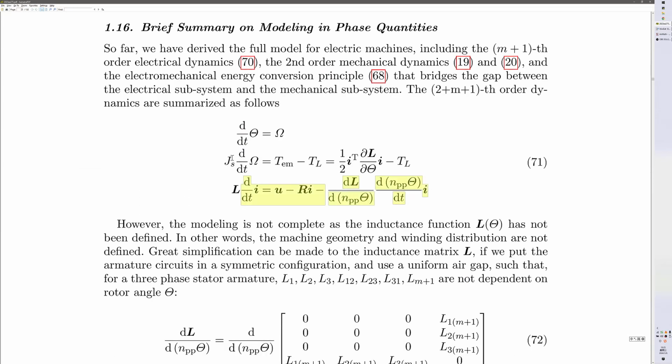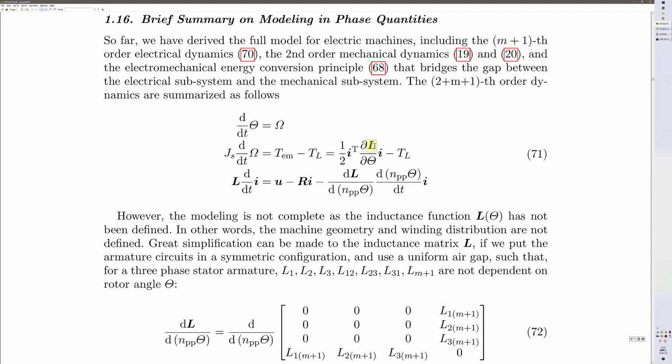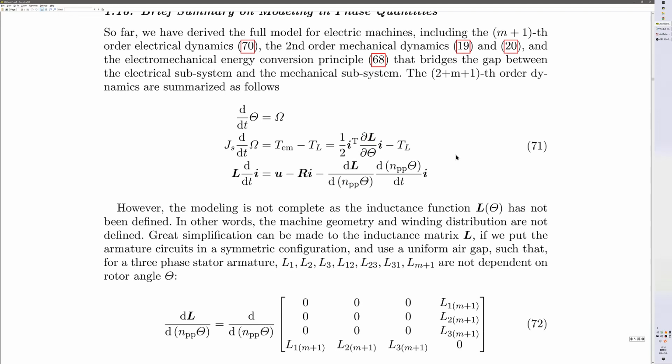We also have the mechanical dynamics derived earlier, and we can plug in the expression for torque. It is expressed in terms of inductance and current. And the time derivative of theta is omega. That's it. This is the phase model of an electrical machine. The only remaining issue here is that we haven't really modeled our parameters, that is, the matrix of inductance. We are going to do that later.